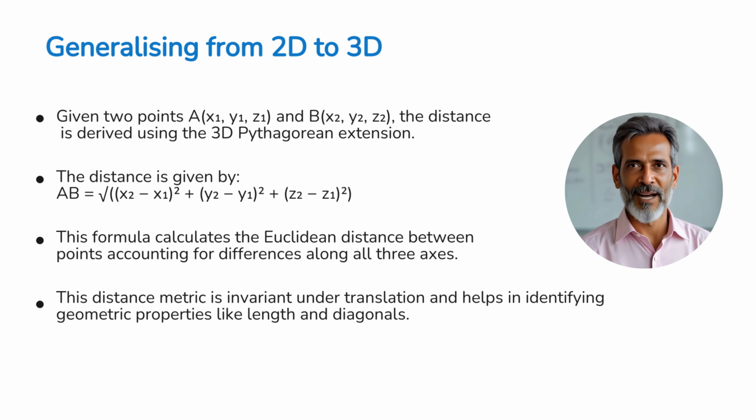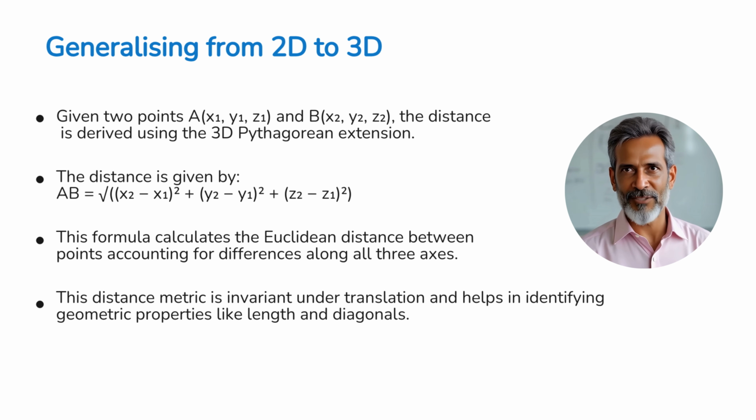To find the straight line distance between A and B, we use a formula which is a direct extension of the 2D distance formula. Listen carefully to the formula. The distance AB equals the square root of, and now this is important, open bracket x2 minus x1 close bracket squared, plus open bracket y2 minus y1 close bracket squared, plus open bracket z2 minus z1 close bracket squared.